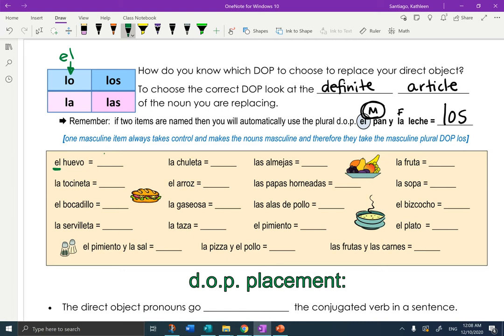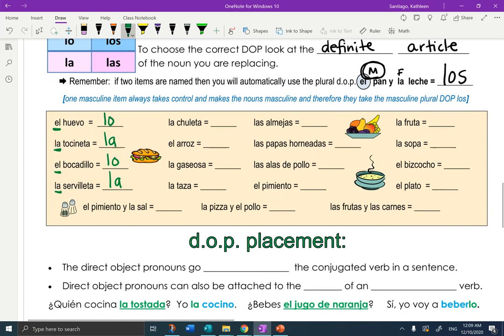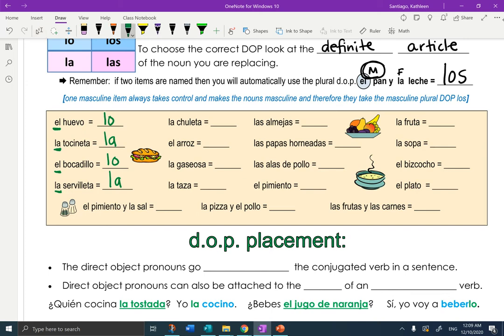So el huevo becomes lo, la tocineta, la, el bocadillo, lo, la servilleta, la, and I'm just looking here. Now, the last one is kind of a challenge. El pimiento y la sal. I have an el and a la, which means they come together to be los. So this will be los. Now, pause the video if you need to. Go through and complete the rest of the creamy peach colored box and practice your DOPs.